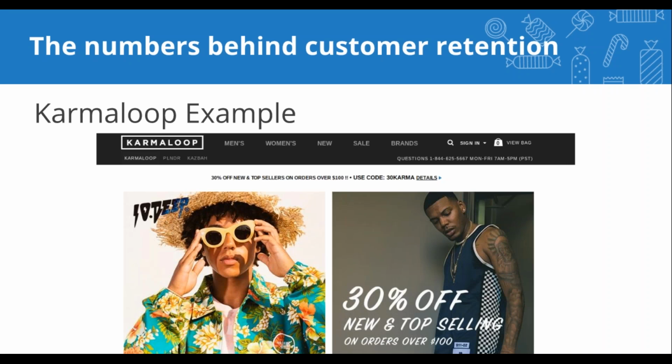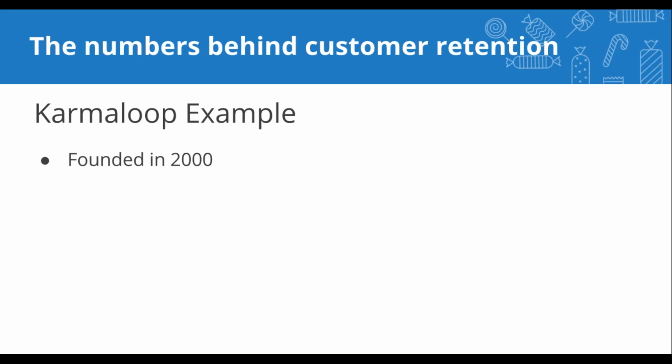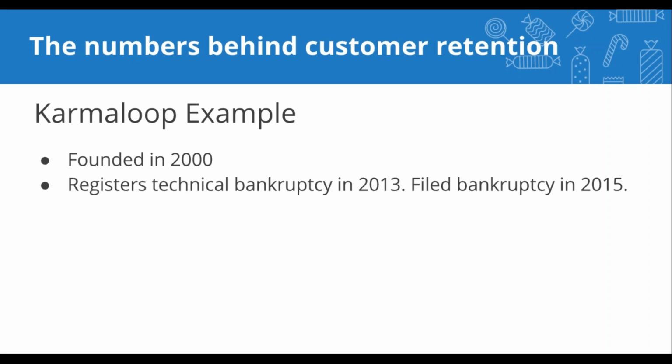Another example applied to e-commerce, which is what we're talking about today, is Karmaloop. Probably a lot of people here know Karmaloop. I would say it's probably one of the pioneers in the e-commerce industry. They were founded in the year 2000, so early days of the internet, and I'm pretty sure that they were also from Boston. So the company went very well for many years, for over a decade. They made millions of dollars in revenue. They opened brick and mortar stores, so it went very well until about 2013, 2014, when they started to register technical bankruptcy, and they actually filed bankruptcy in 2015.